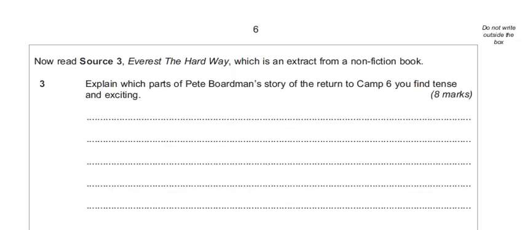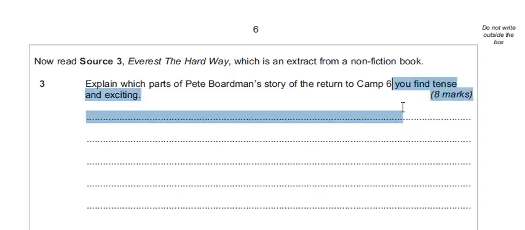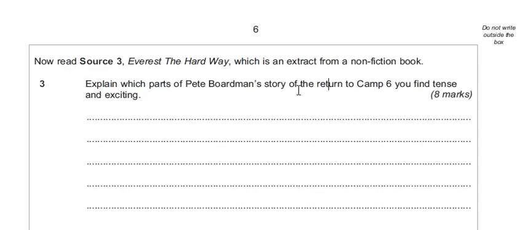Right. Third question. Now read source 3, Everest: The Hard Way, which is an extract from a non-fiction book, presumably about climbing Everest. Explain which parts of Pete Boardman's story of the return to Camp 6 you find tense and exciting. Now the slight difference here is that it's a bit more personal. Which bits do you find tense and exciting? To do this well, you've got to explain your thoughts and feelings linked to the text, and focus on these key words. Which bits you find tense and which bits you find exciting, and of course explain why.